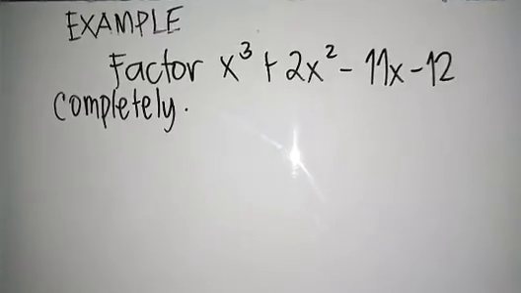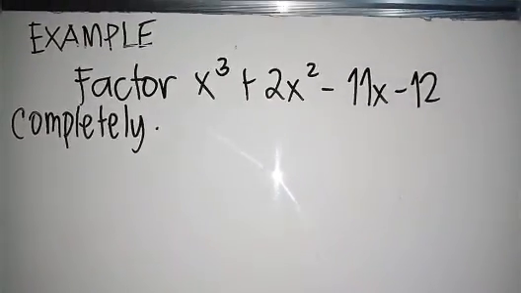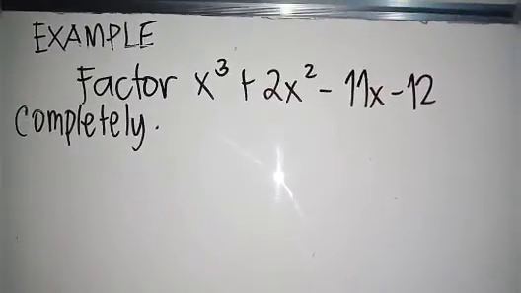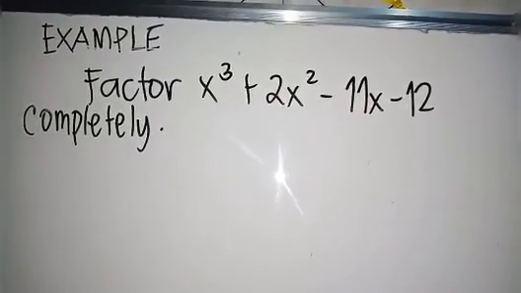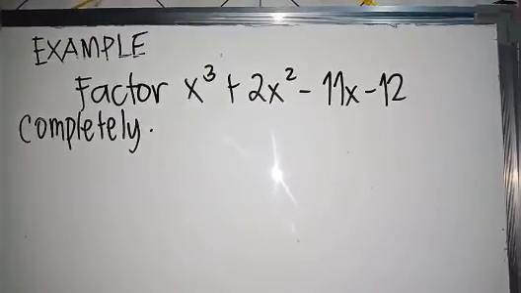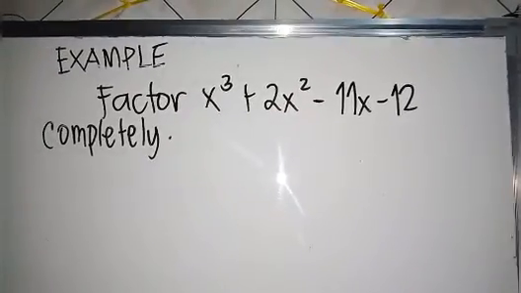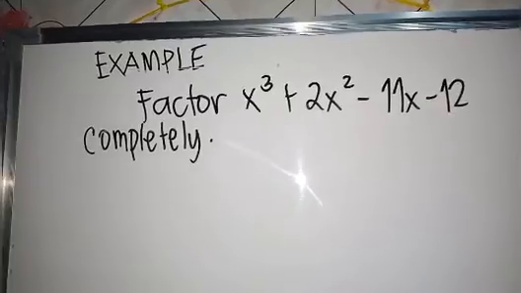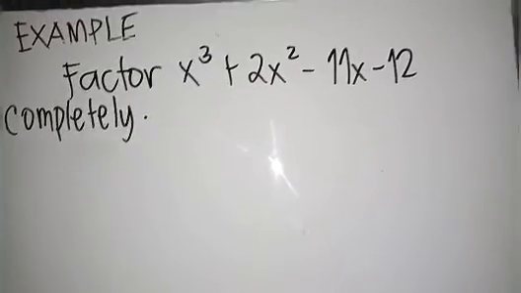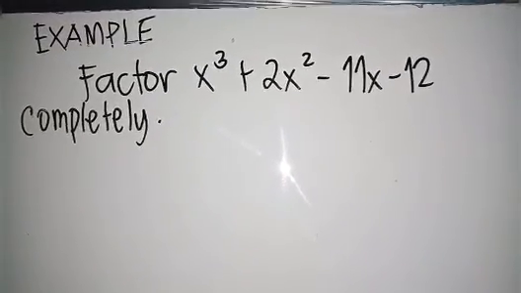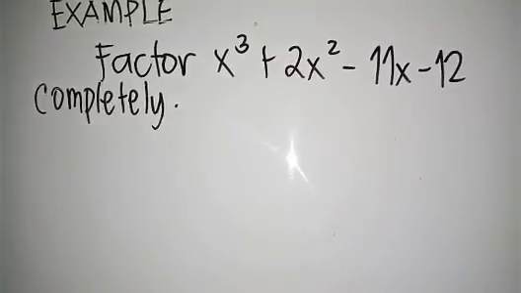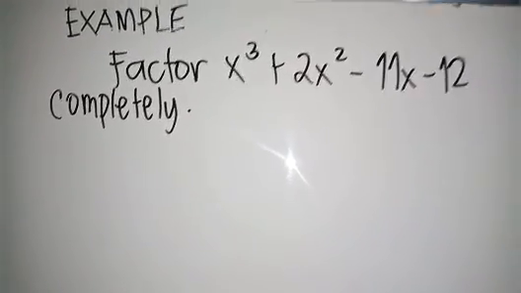Now, let's have the last example. It says here, factor x cubed plus 2x squared minus 11x minus 12 completely. Dito, makukuha lang natin yung factor niya by using the trial and error and find a number c that will make p of c equal to 0. Dito pwede na natin gamitin yung ating synthetic division. Magtra-trial and error tayo at titignan natin kung ano ba yung magiging p of c natin para maging 0 yung ating remainder. At yun na yung magiging isang factor natin.